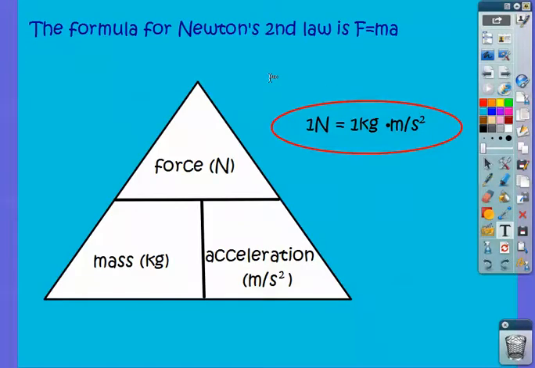So we can look at this triangle method to work through this problem, and when we put this formula F equals ma into a triangle, force in newtons goes up at the top with mass in kilograms at the bottom and acceleration in meters per second squared in the other bottom slot. It's important to recognize that this means that 1 newton is equal to 1 kilogram times 1 meter per second squared. That's what a newton is equal to.